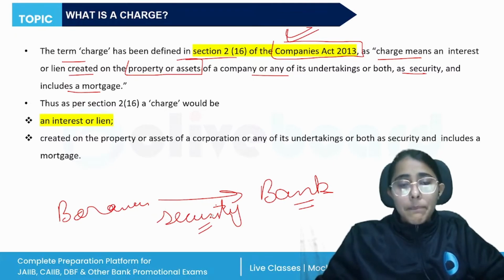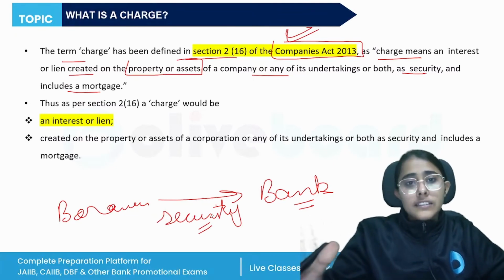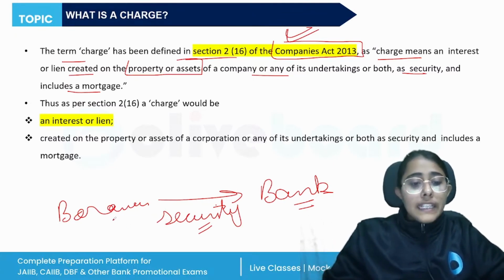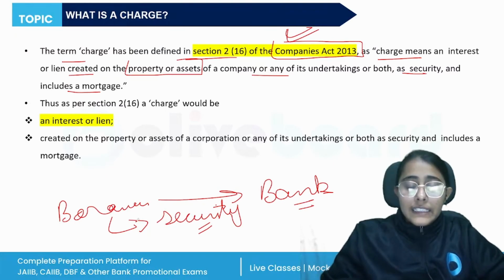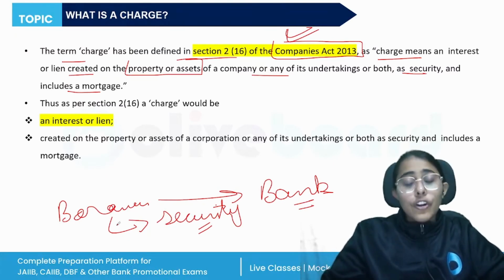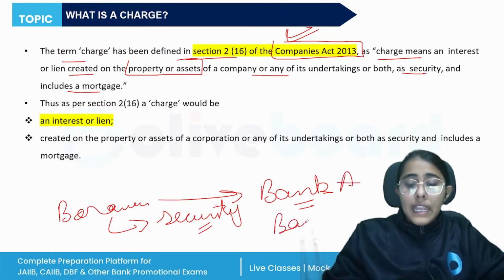Now why is this concept of charge given? If, let's say, the borrower had not given possession and had only created a mortgage with a deposit of title deeds, they can again get a loan on the same security or the same property from another lender, let's say from bank A, then bank B, and then bank C, right?